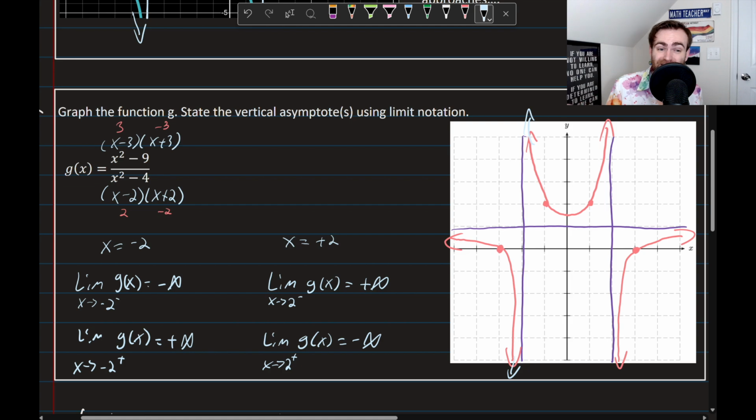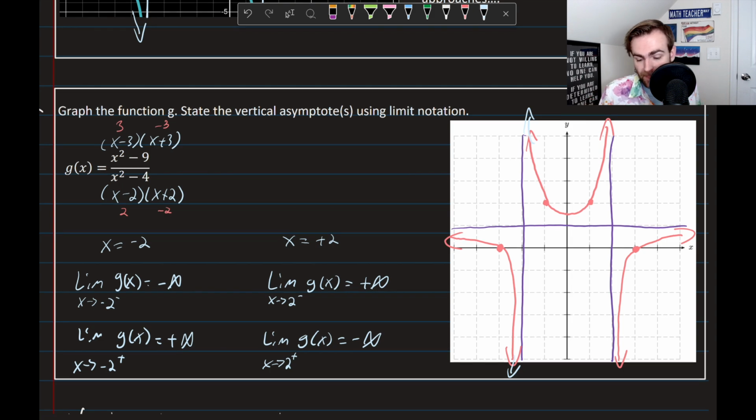Each one has 2 limits, kind of like a horizontal asymptote has 2 limits. A vertical asymptote is probably going to have 2 limits as well.